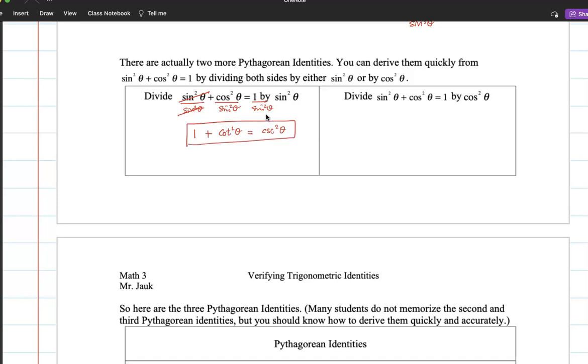1 plus cot square theta is equal to cosec square theta. Another identity, like sin square theta plus cos square theta is 1. It's interesting. Correct, it is the identity.